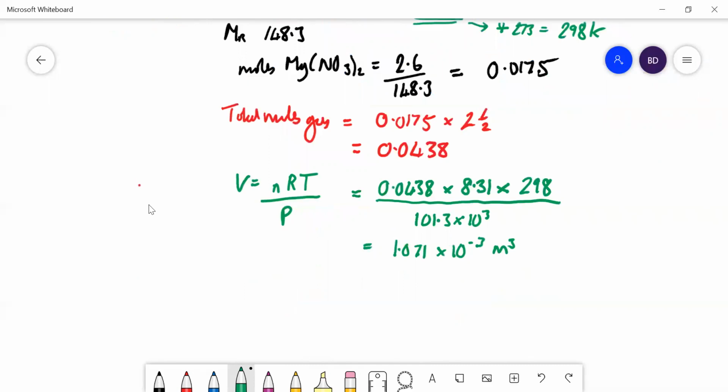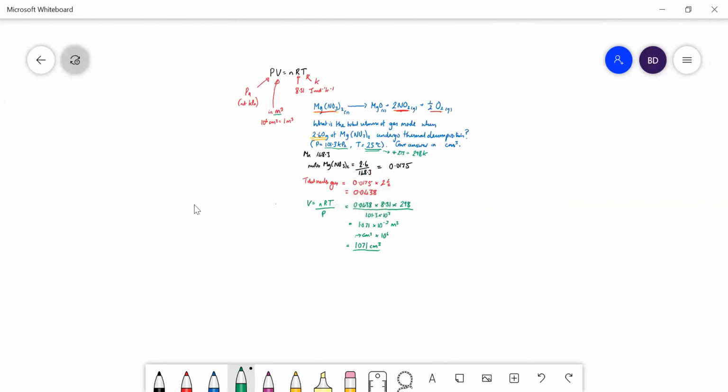What do we need to do now? We need to convert that into centimeters cubed. So we need to times it by 1,000,000. There are 1,000,000 centimeters cubed in a meter cubed. So that is equal to 1071 centimeters cubed, and that's our answer. Okay, so well done if you got that one right. Let's do one kind of going backwards for that. So we'll do one more.